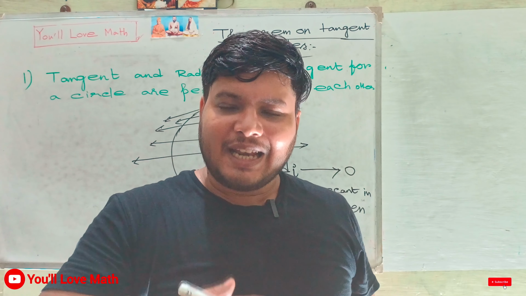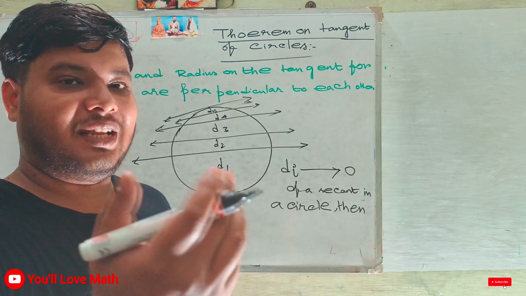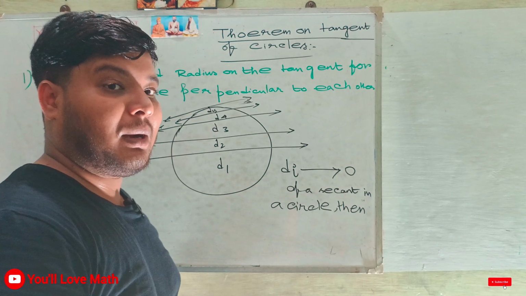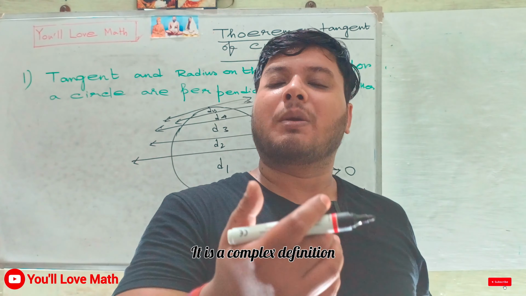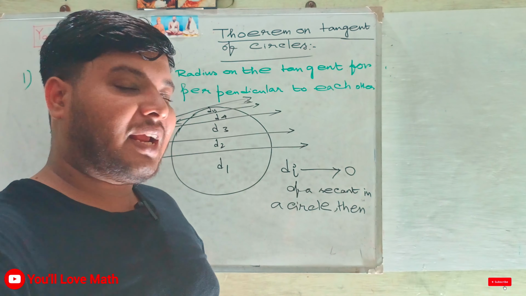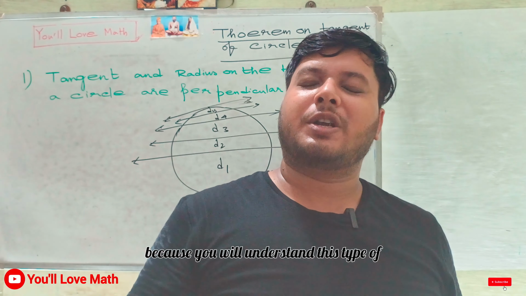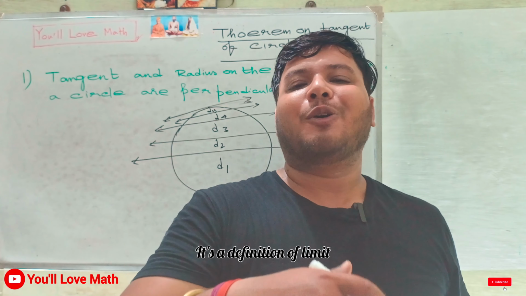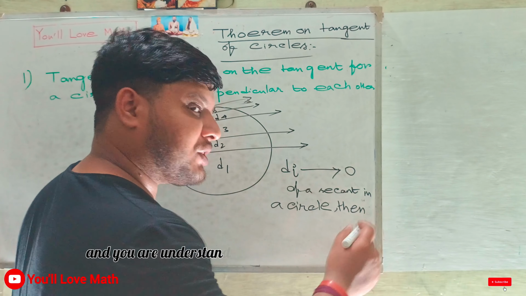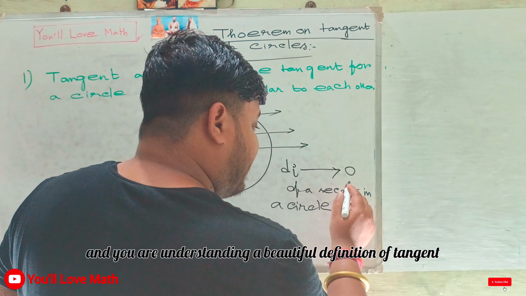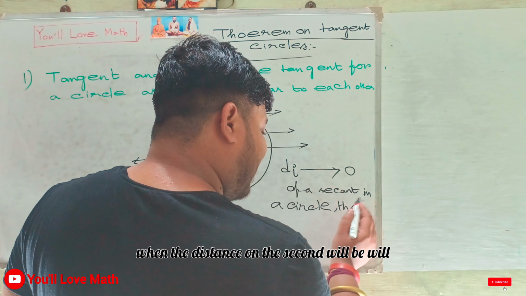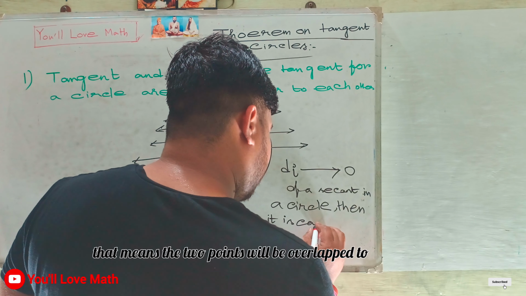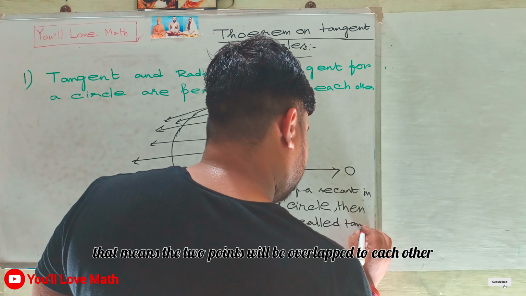Sorry, you may not know this type of definition in your class. It is a complex definition, but I am telling you this because you will learn this type of definition in your later class, and it is a definition from the calculus section. It is a definition of limit. So you are understanding a beautiful definition of tangent: when the distance on the secant tends to 0, then it is called a tangent. That means the 2 points will overlap each other.